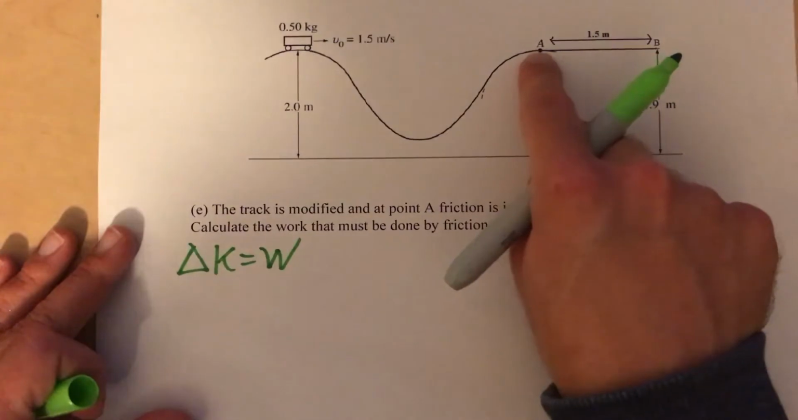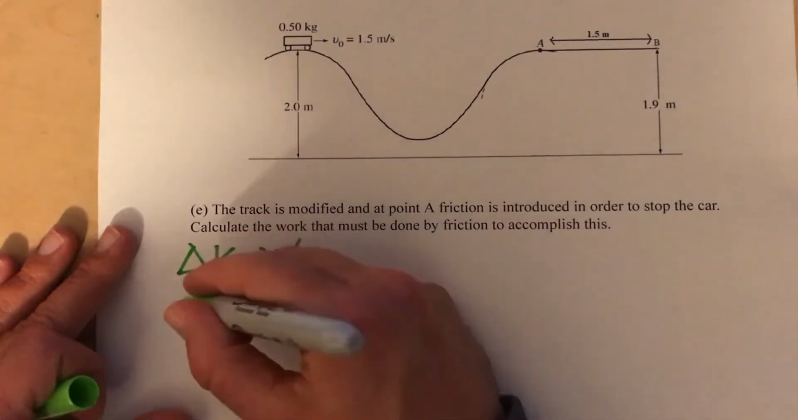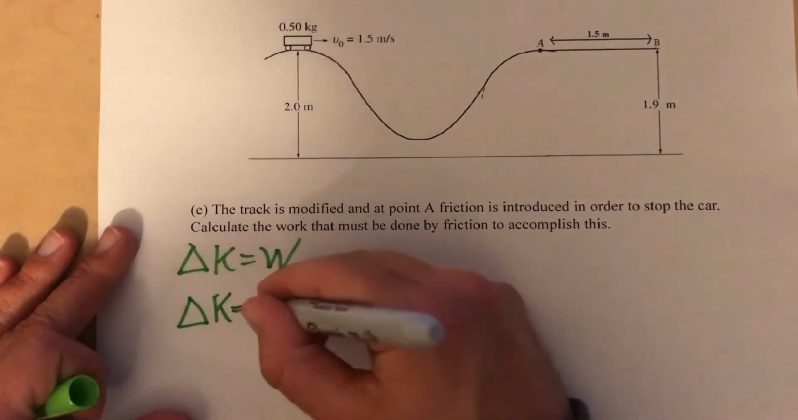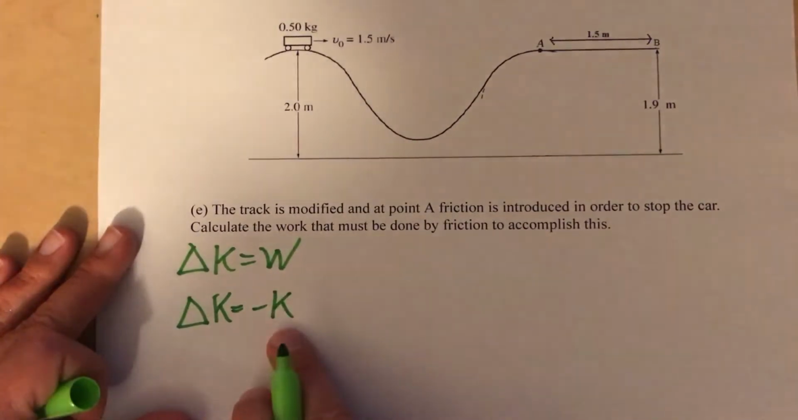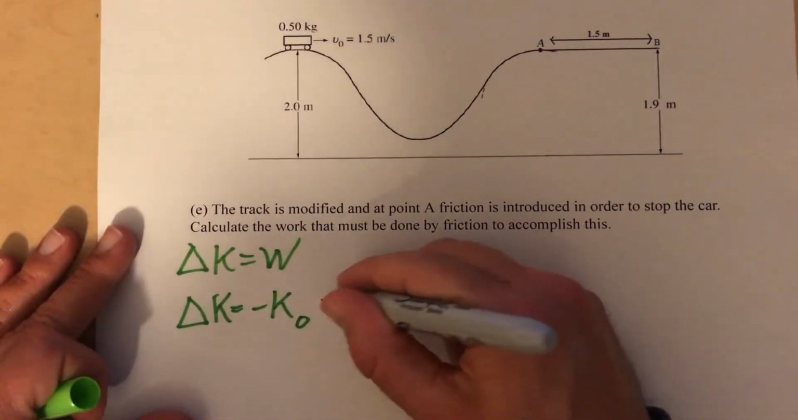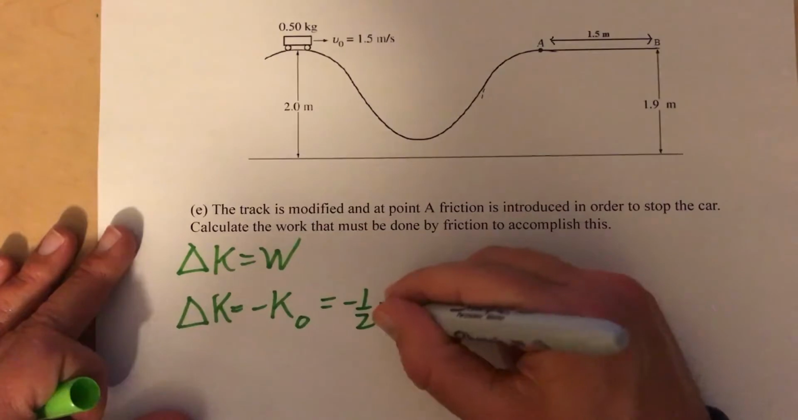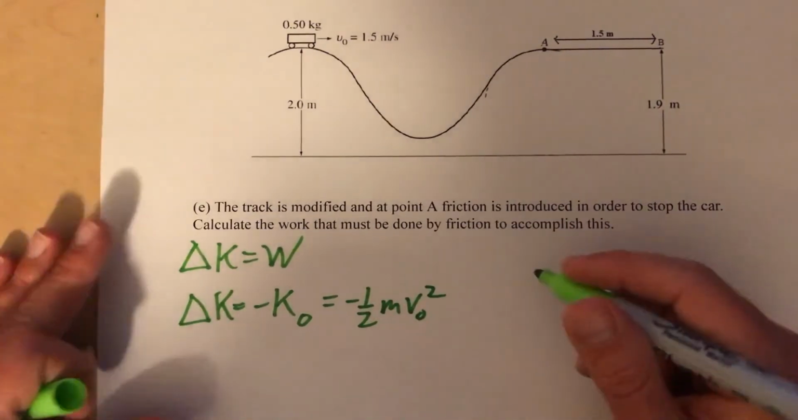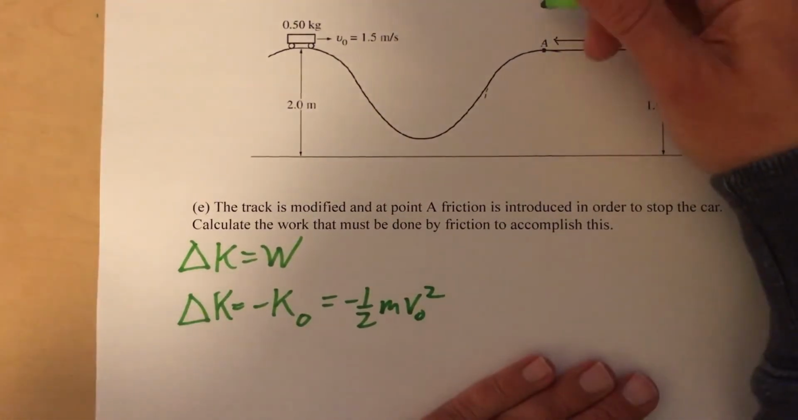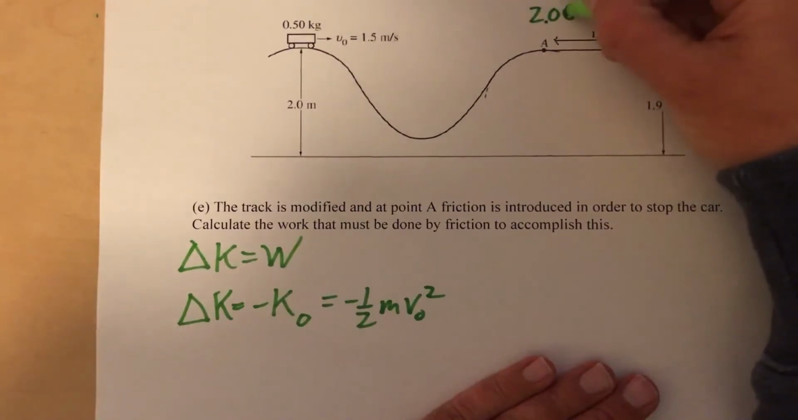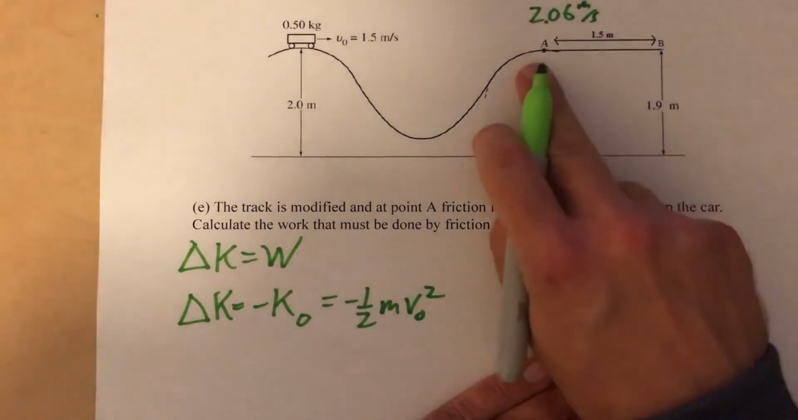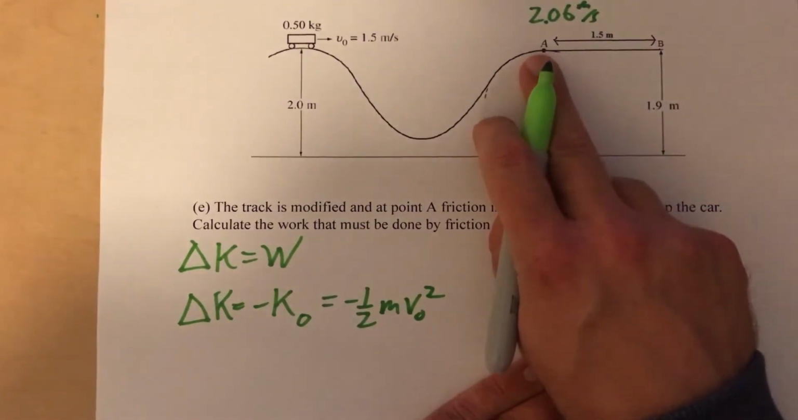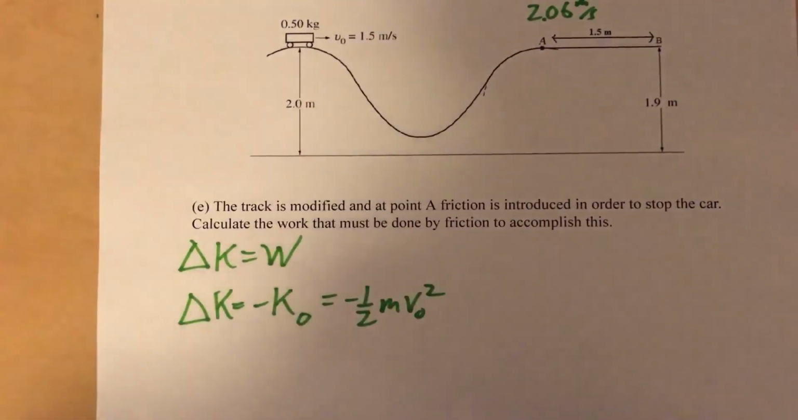So since it's going to lose all of its kinetic energy, that change is just going to be equal to a negative of its initial kinetic energy. So we can just plug that in there. That's going to be 1/2 mv0 squared. By the way, that's v0 here. So it's 2.06 meters per second. So this is a new initial velocity. This is the new beginning. So don't use the 1.5 there.